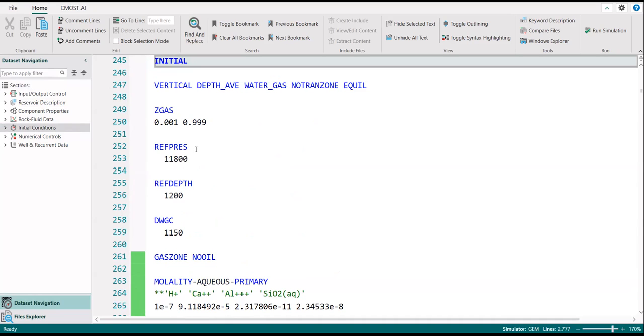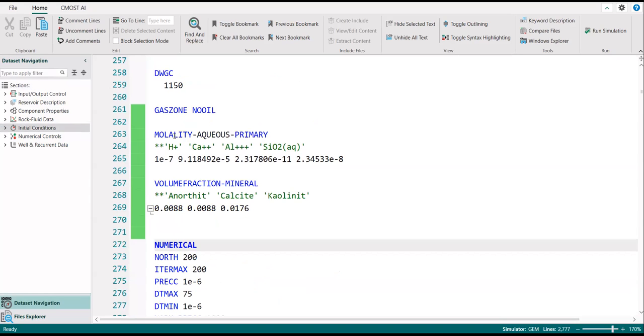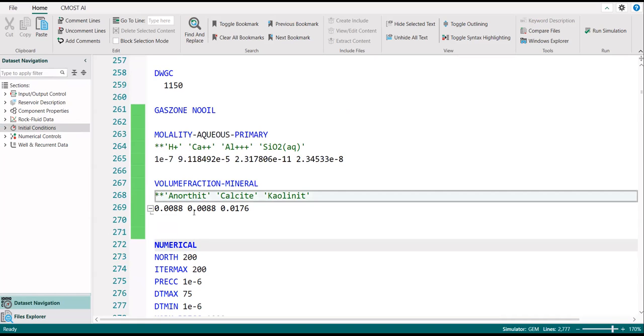Okay. And yeah, gas zone, no oil. Okay. And then we put molality, aqueous primary in, and then this is the component, and then this is the molality. And for the volume fraction, anorthite, calcite, and kaolinite, it's like this.